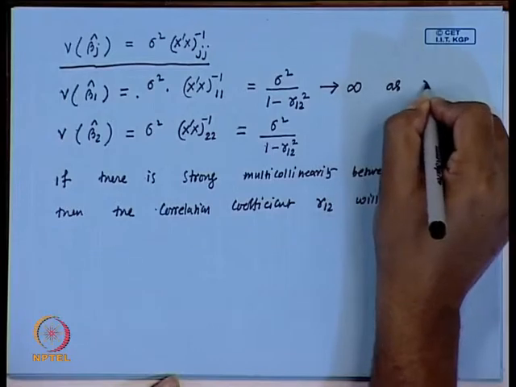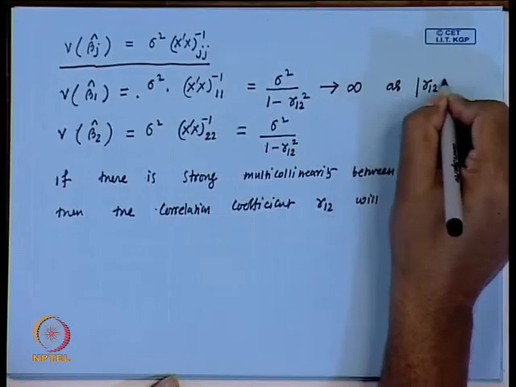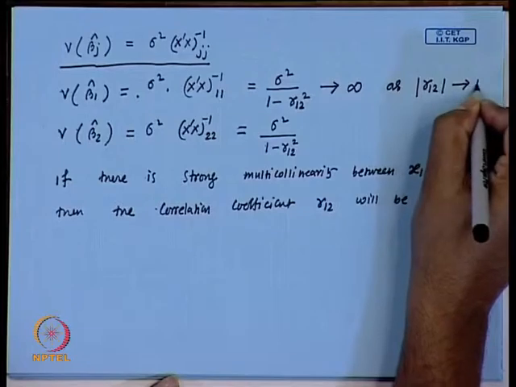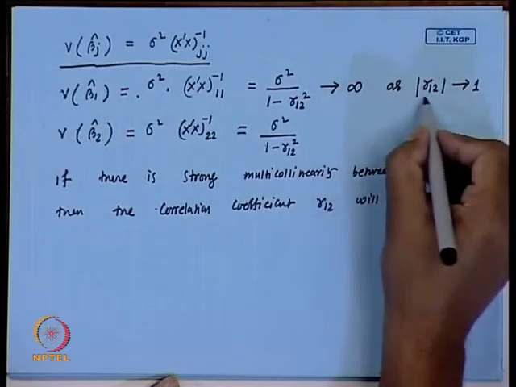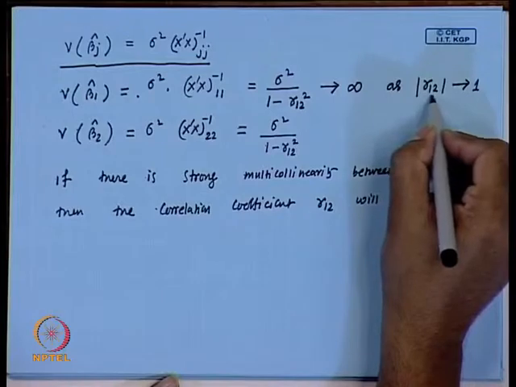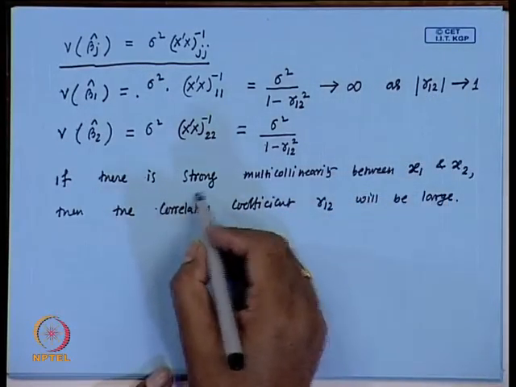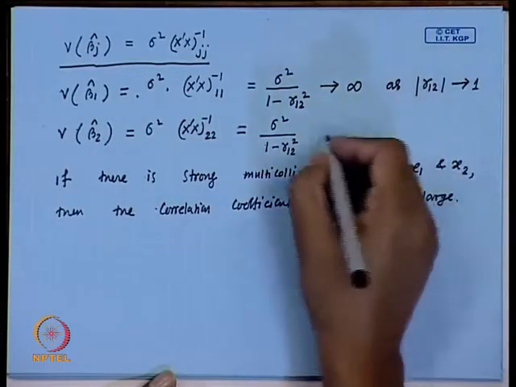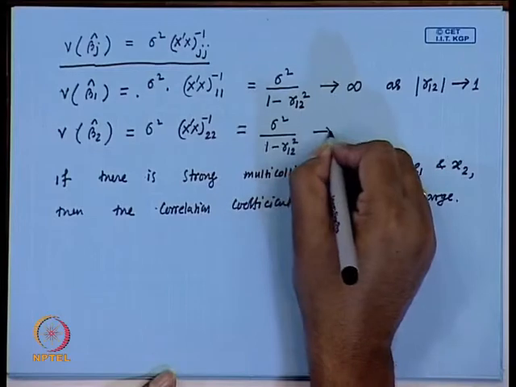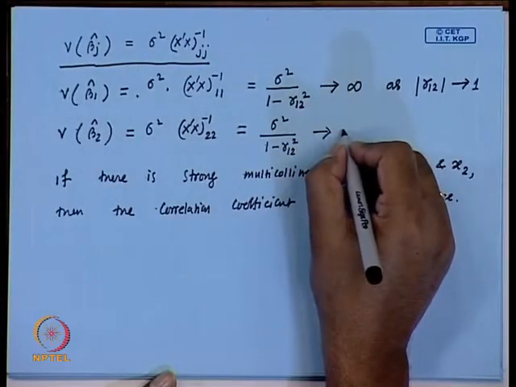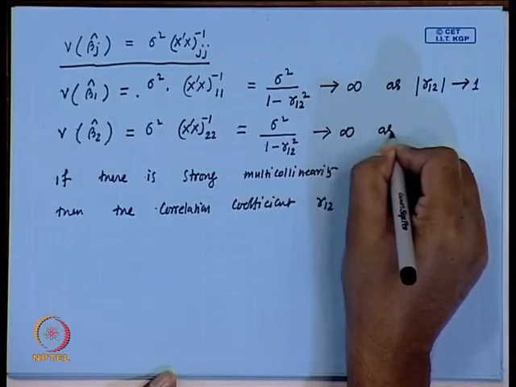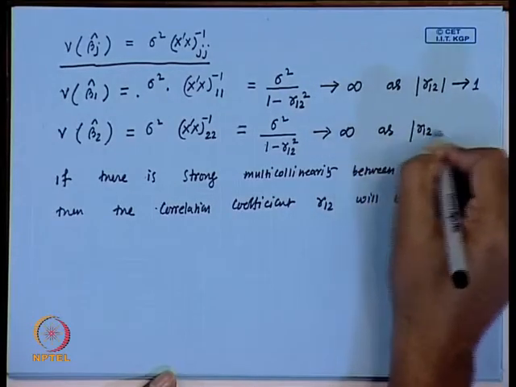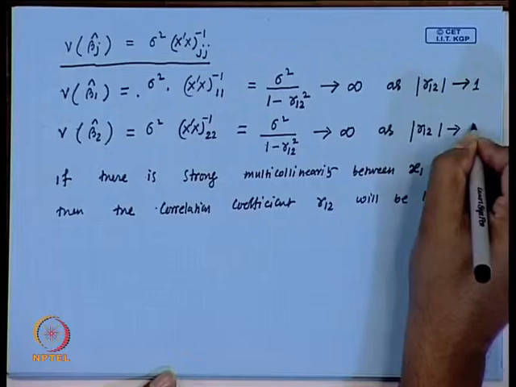So, this tends to infinity as r12 tends to 1. This will tend to 1 when the regressors x1 and x2 are strongly correlated, or you can say when there is strong multicollinearity between x1 and x2, then r12 tends to 1. Similarly, the variance of beta 2 also tends to infinity as r12 tends to 1.